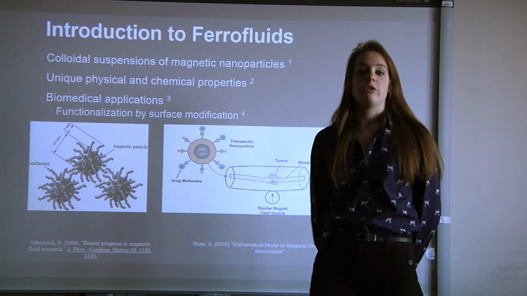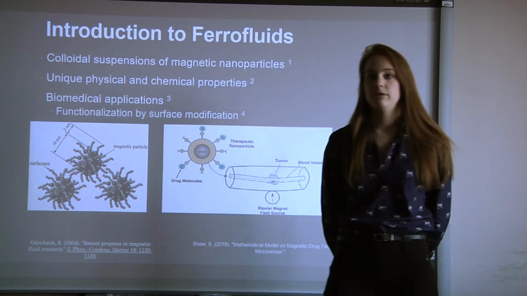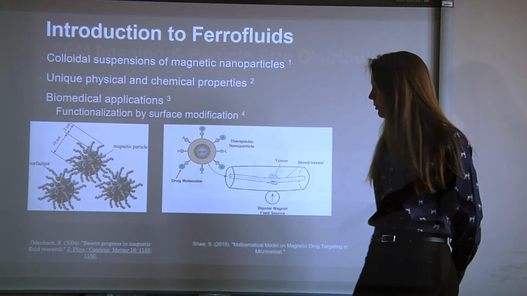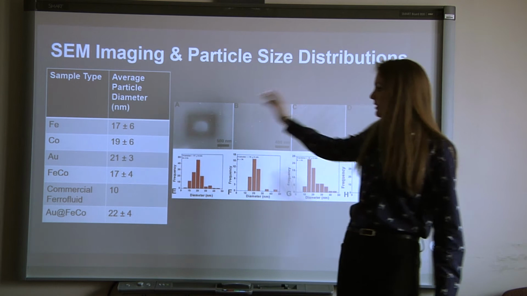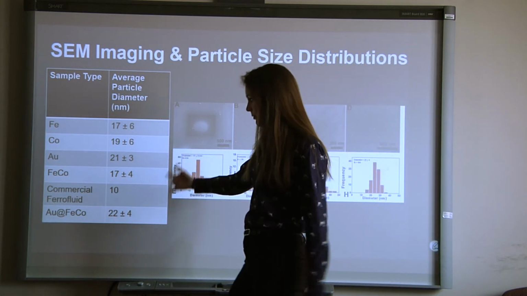And we achieve most of the applications that we'll use for this ferrofluid by functionalization, which is basically modifying the surface of these nanoparticles. As you can see here, when we add our gold coating, it's increasing our particle diameter as we would expect.